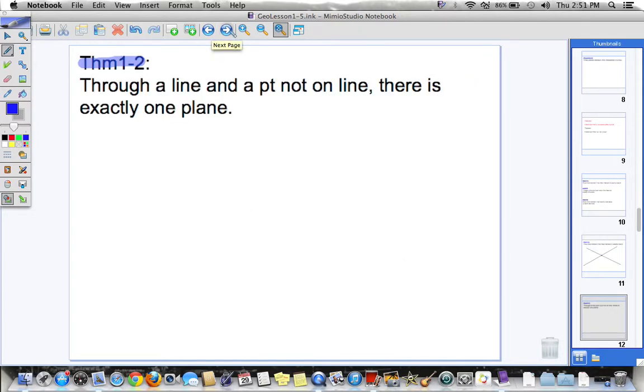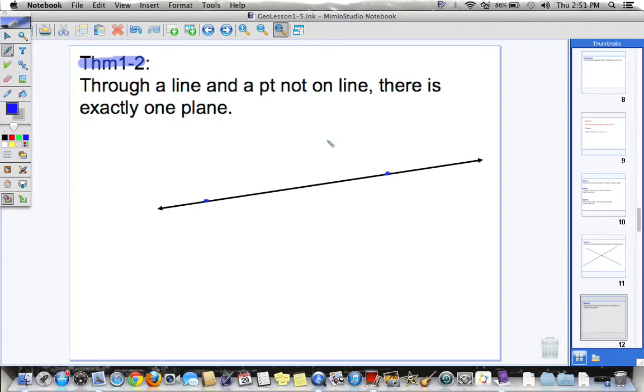Theorem 1-2, through a line and a point not on the line, there is exactly 1 plane. Now that sounds familiar because it relates to one of the postulates we've already talked about. So if I make a line, and there's a point not on the line. So in other words, how many points make a line again? 2. So maybe that's a point, and that's a point.